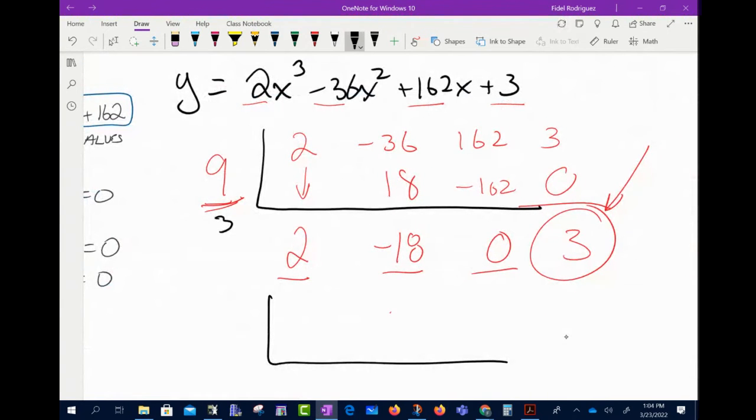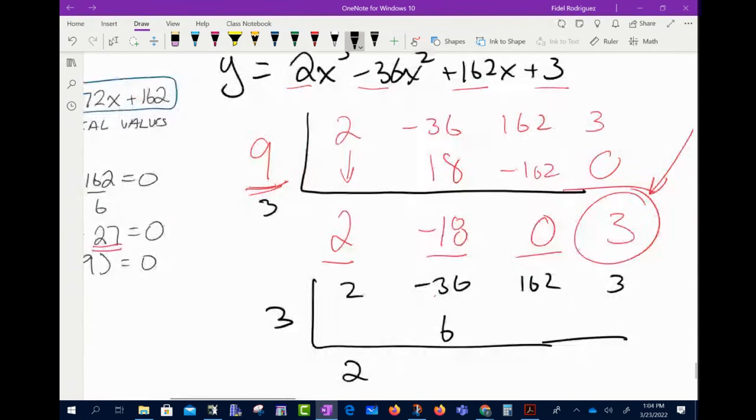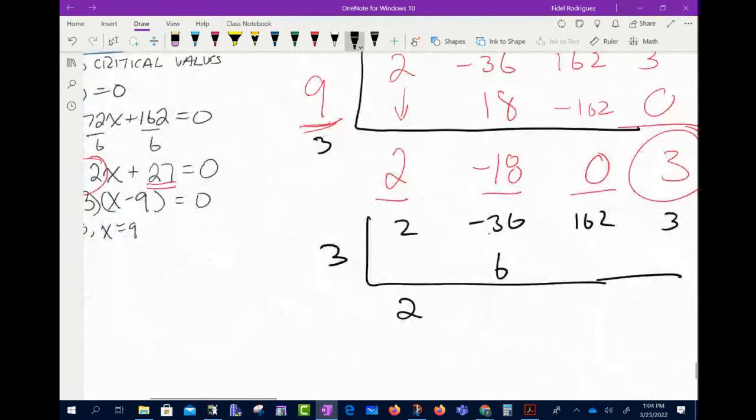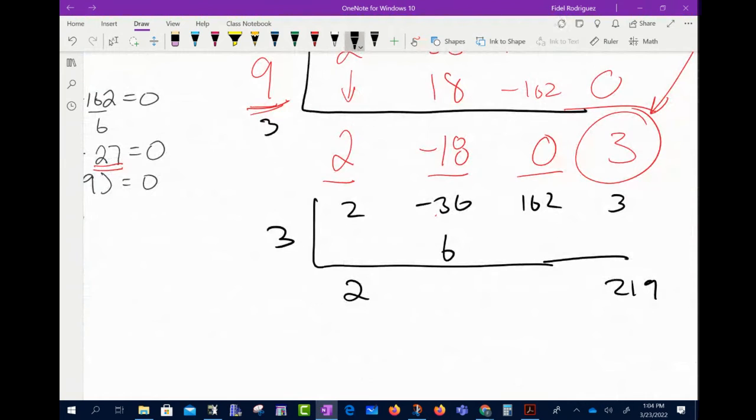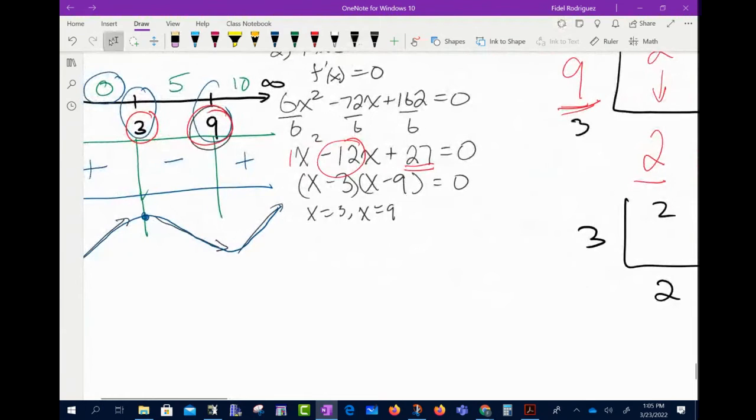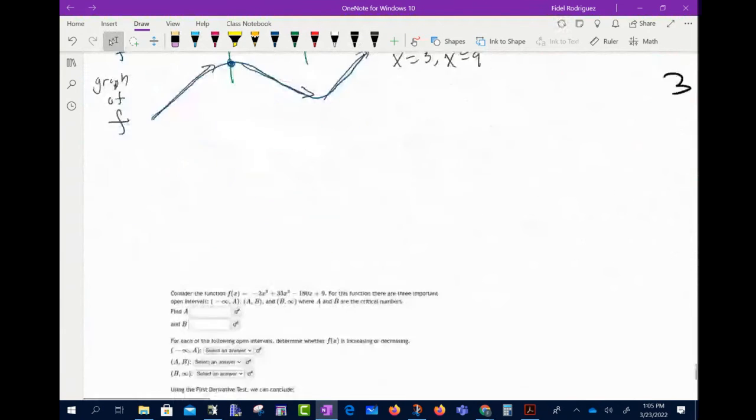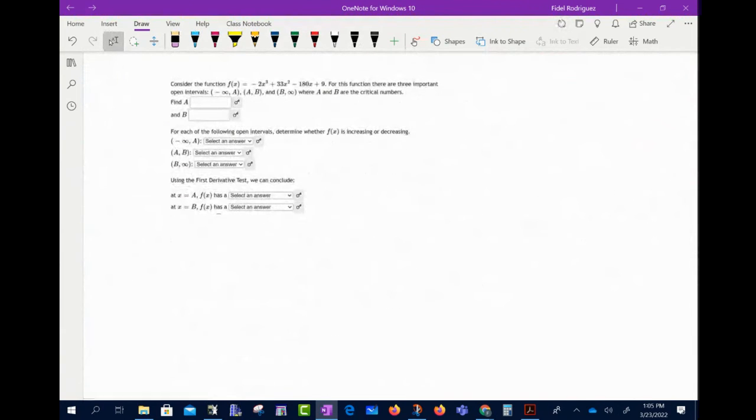So if I would have done this process again, 2, negative 36, 162, and 3, if I were to put 3 here and continue going, at the end, the number we would have come up with was 219. That would have been the number right there, okay? Just another way you can go about doing it if you don't want to use the calculator. But, you know, I'm going to use the calculator. We're in modern times.